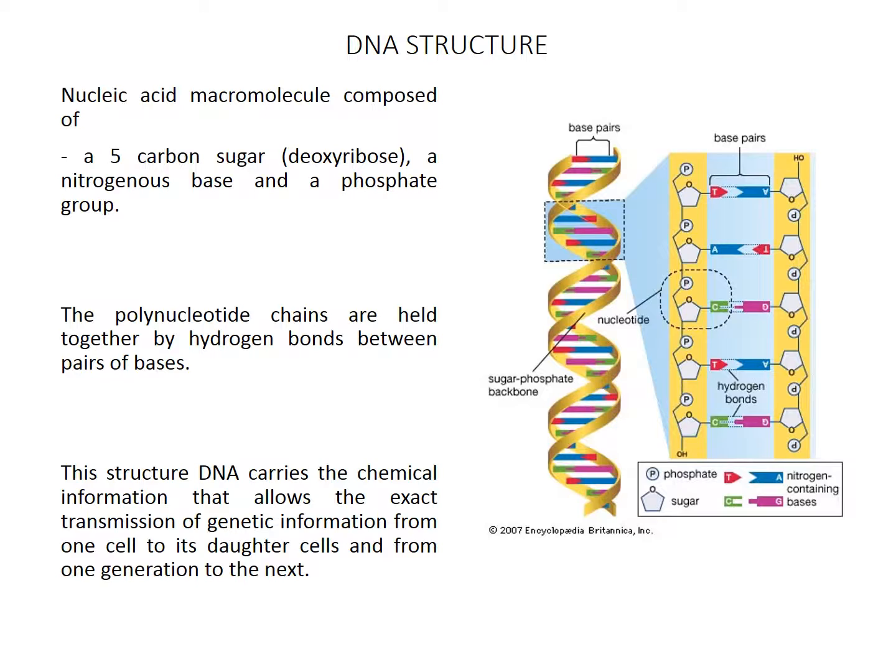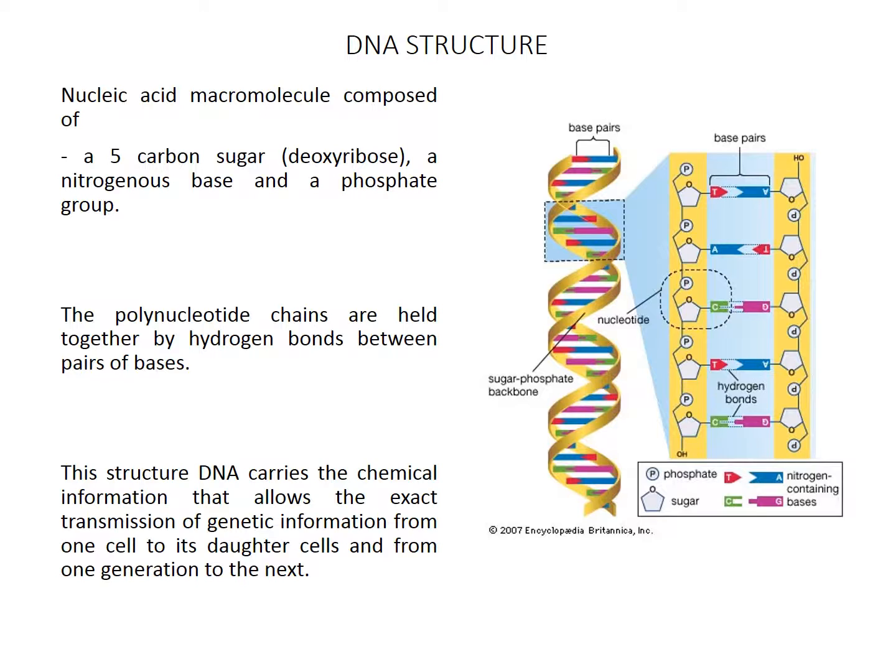So you have two hydrogen bonds between adenine and thymine nitrogenous bases, and then you have three hydrogen bonds between cytosine and guanine nitrogenous bases. And so this structure allows the chemical information that is present in this DNA to be transcribed into the required information that we want, the required product, which is the protein or the RNA. And so that's the basis of transcription.